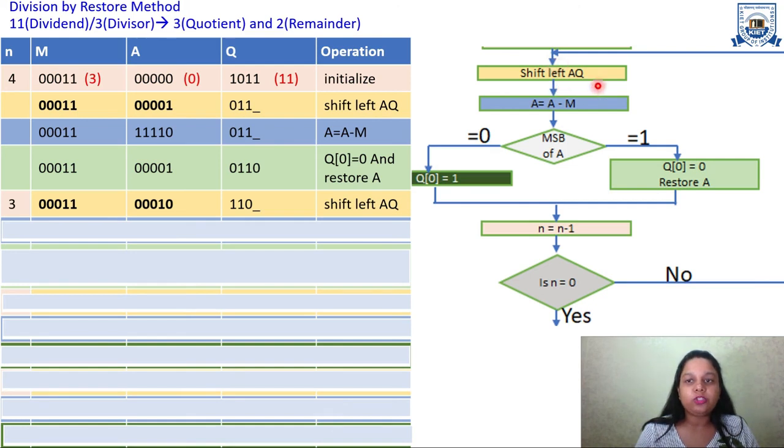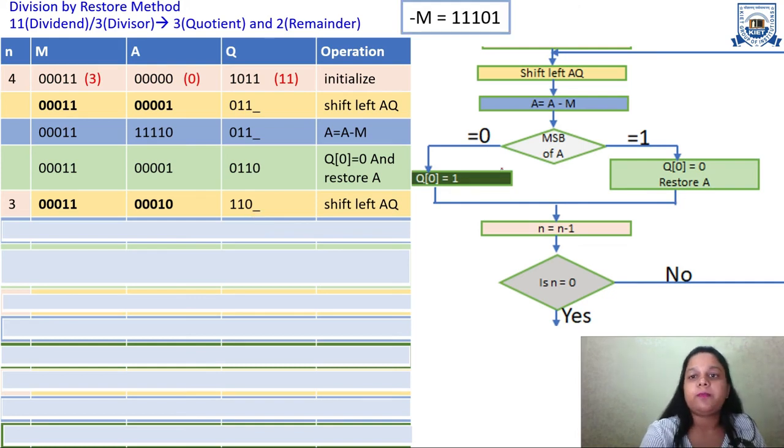Again we need to shift left AQ. So this is the value of AQ. You have to shift left. Now see, I have already done this. This is the value of AQ and this has been shift left. Again on the last bit, we do not know what to place.